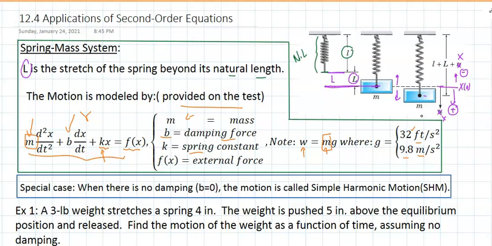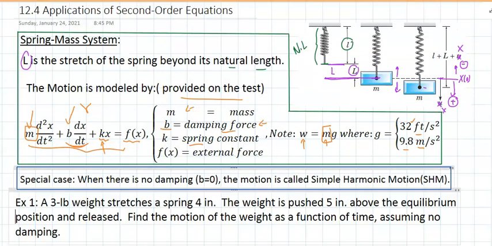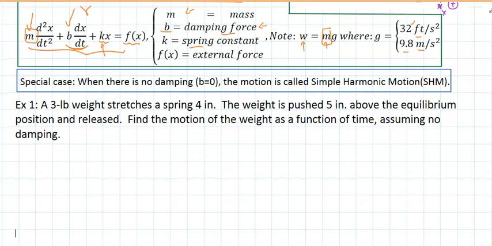Now there's a special case. If there is no damping, if B equals 0, if this piece is not there, then the motion is called simple harmonic motion, because that's simply a cosine and a sine running back and forth with no damping on them. So let's start with some examples.